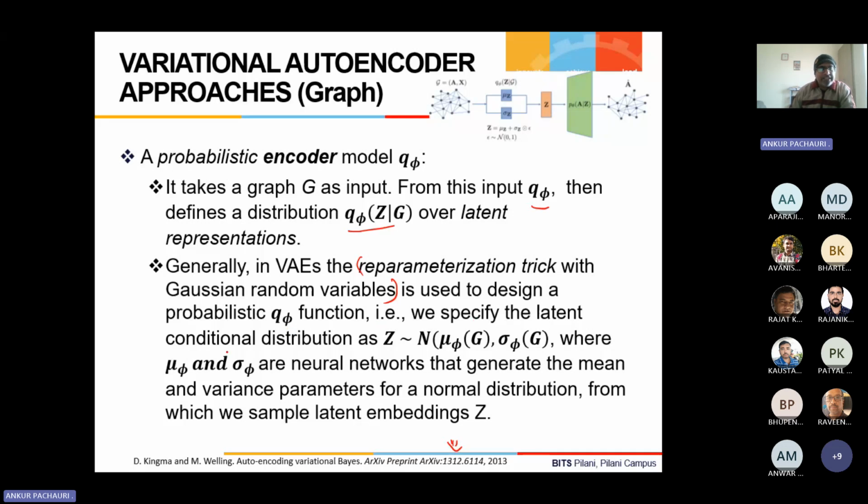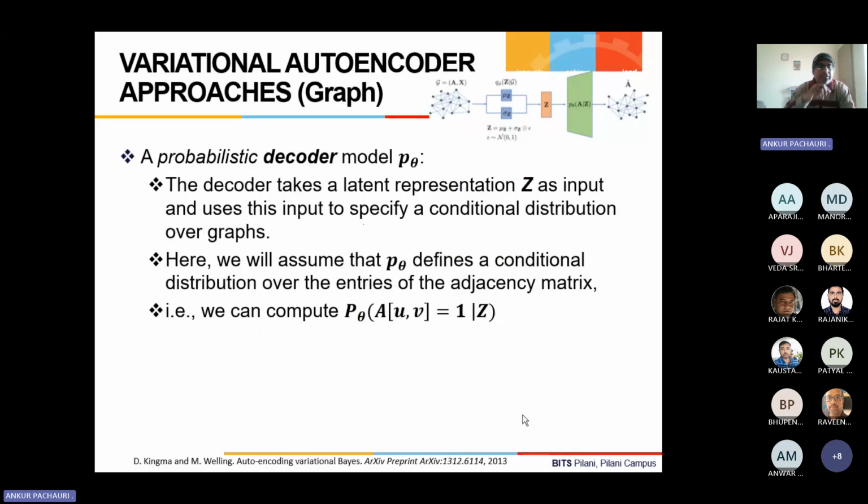That is, we specify the latent conditional distribution z as equivalent to N(mu phi(G), sigma phi(G)). Okay, that's what I have said. A normal distribution with mu equal to this and sigma equal to this. I've not talked about the standard normal distribution, just a normal distribution with a certain mean and a certain sigma, where mu phi and sigma phi are the neural networks that generate the mean and the variance for the normal distribution, for which we have taken the embedding.